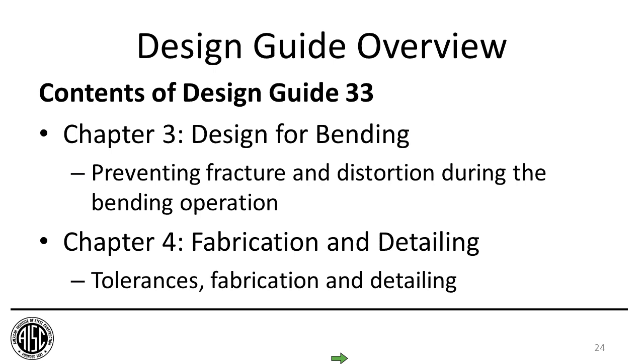So once you design your member, you have a final design, say, you also need to go back and make sure that it can be bent properly, because the member during the bending operation, as we'll see today, is subjected to more stringent requirements in the bending operation than it should be during the service life of the structure. So that's what Chapter 3 is all about, design for the bending operation, to make sure you get the product that you're expecting.